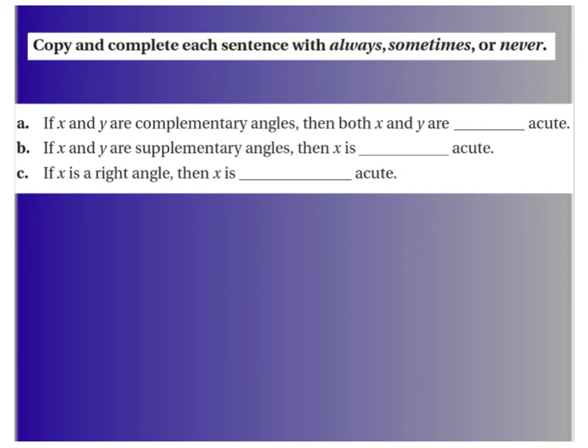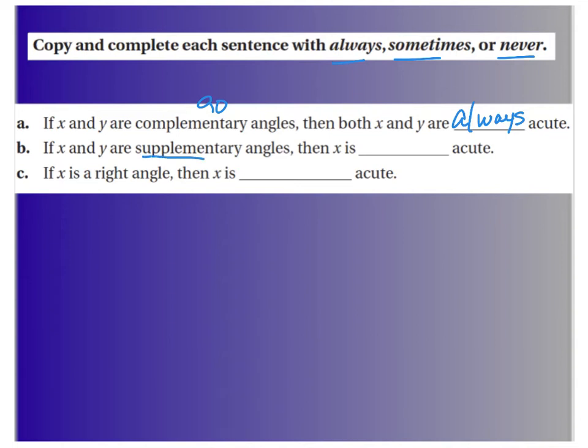So let's fill in the blank here with always, sometimes, or never. So if x and y are complementary angles, that means they add up to 90 degrees, then both x and y are they always acute, sometimes acute, or never acute? Well, if they only add up to 90, they both have to be acute, so they're always going to be acute angles.